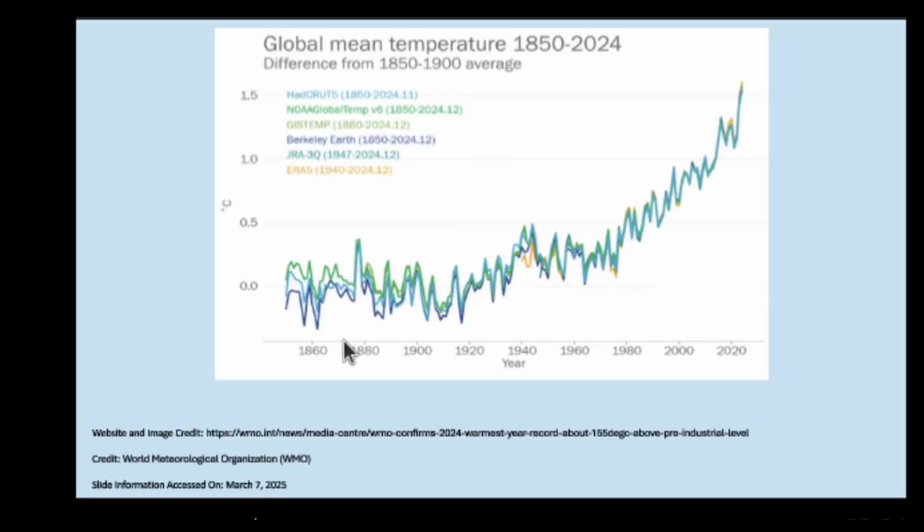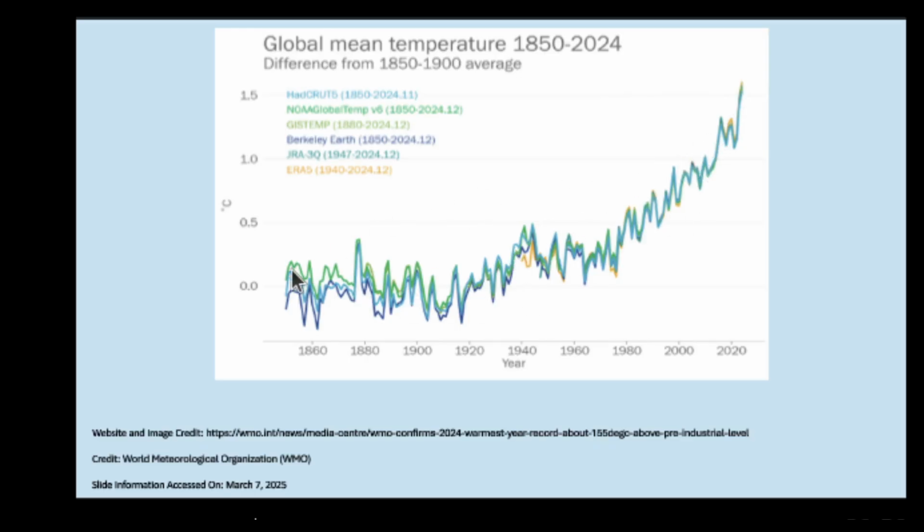In other words, for example, in about 1880 it was about 0.4 degrees Celsius, on average, the global average mean temperature versus the 1850-1900 average. In 2024, it was at 1.55 degrees Celsius above that global average of 1850-1900 for the global mean temperature. So that's what we have in this graph, how to read this graph.